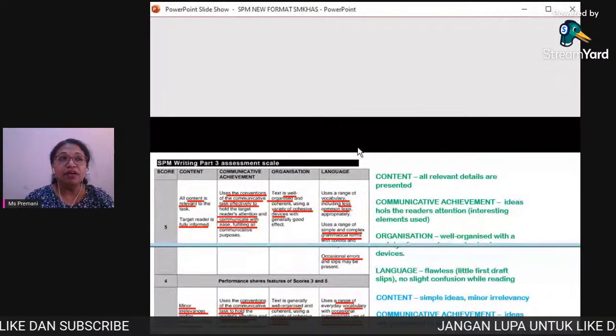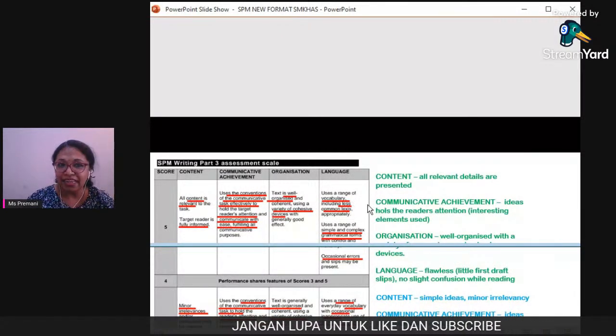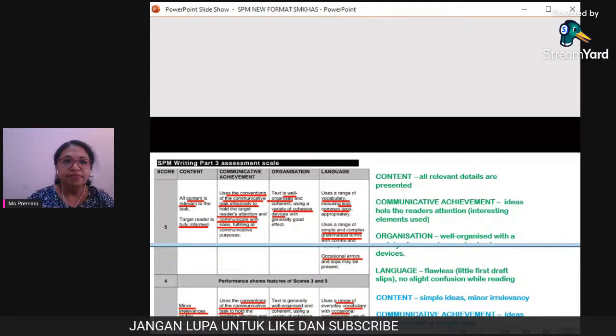Speaking and writing, in terms of language, are almost the same, differing only slightly if you look at the marking scheme.